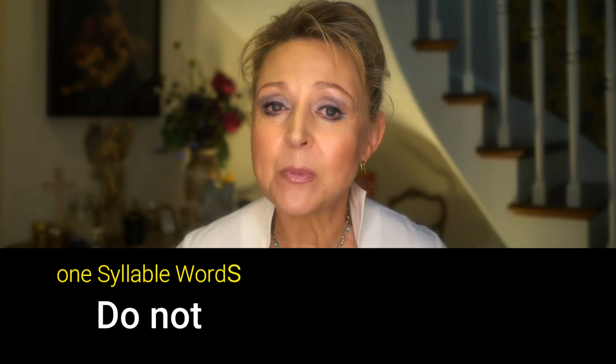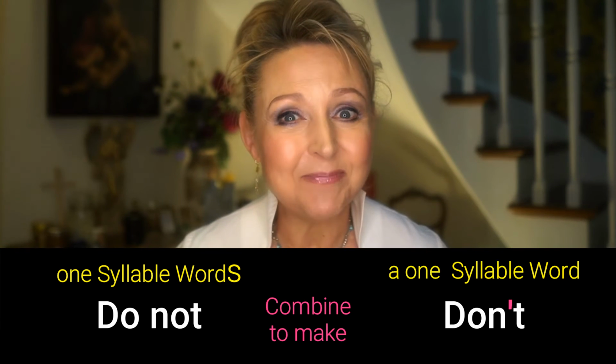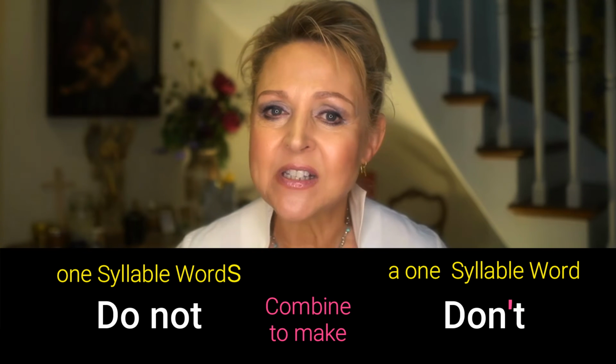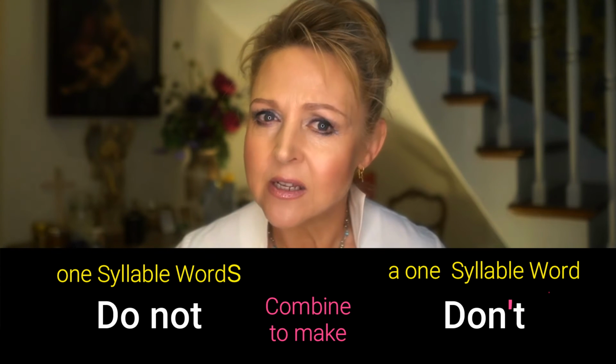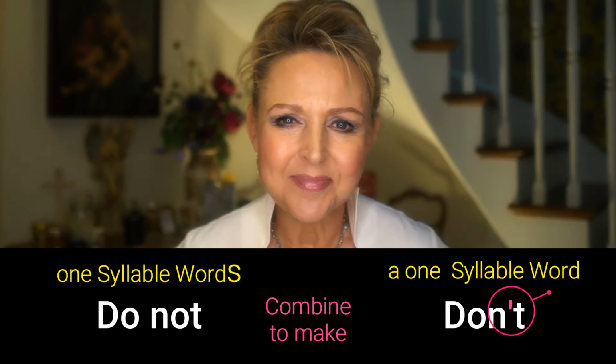Number 5, contractions. This happens when one-syllable words combine to make a one-syllable word. There is an elision of sound with the loss of one or two letters, which is marked by an apostrophe when it's written down. Here are some common ones with a personal pronoun plus an auxiliary verb and a verb plus not. I am becomes I'm.